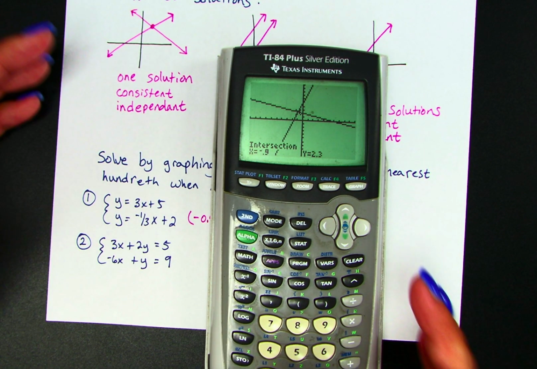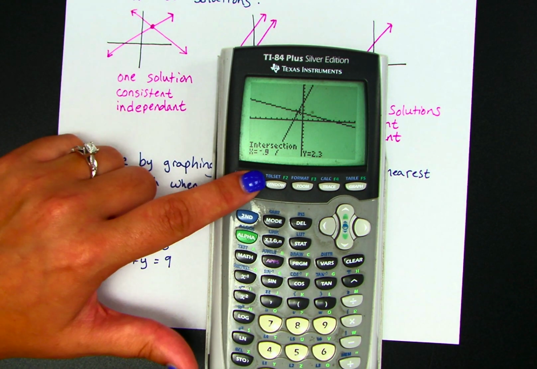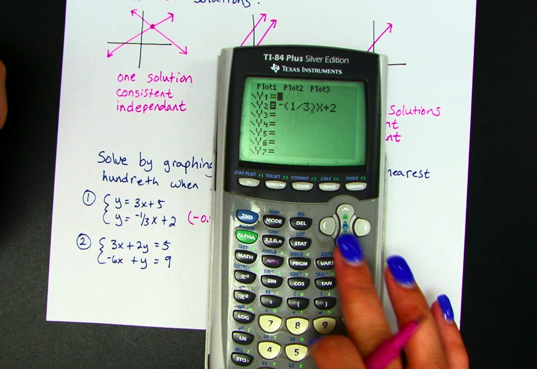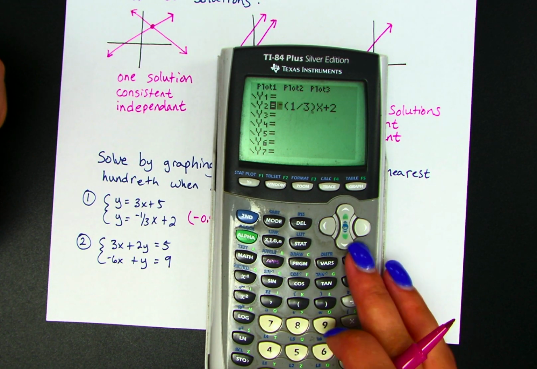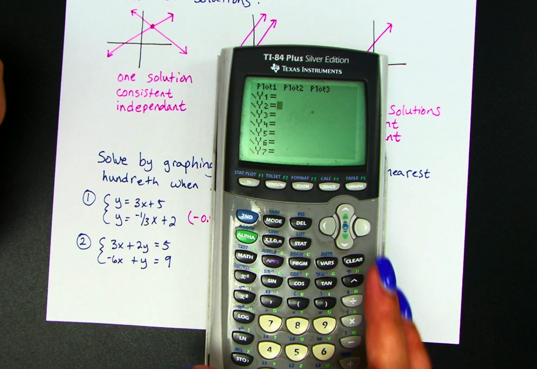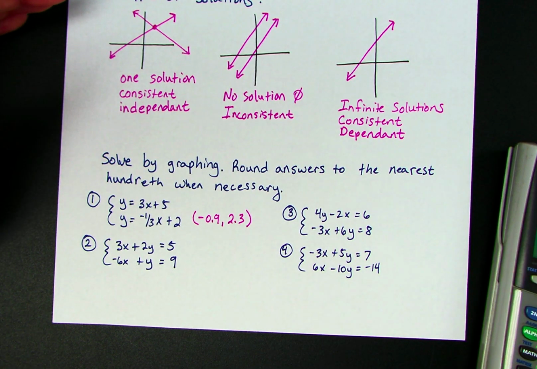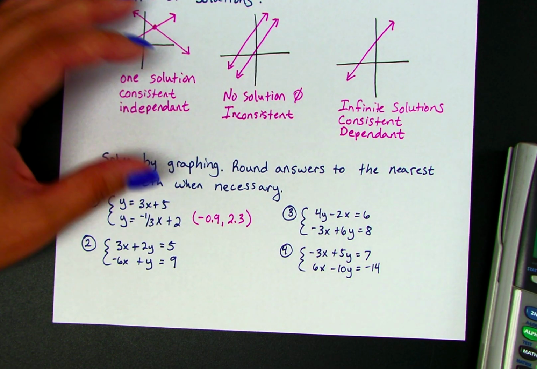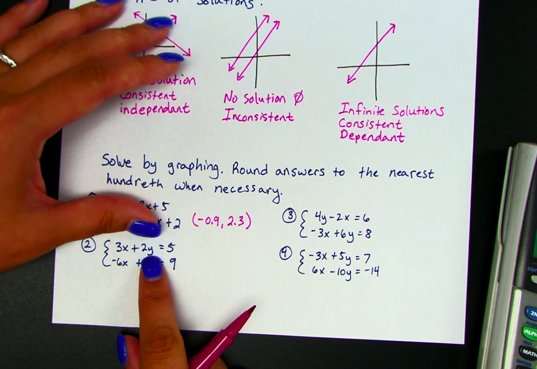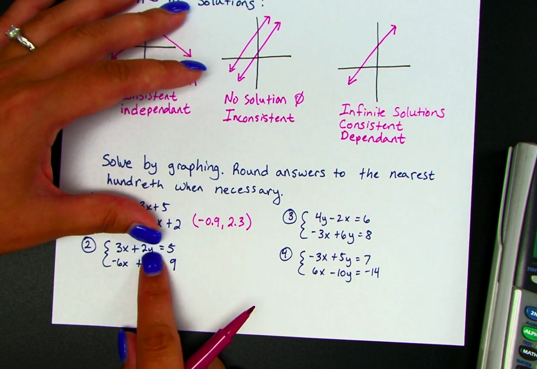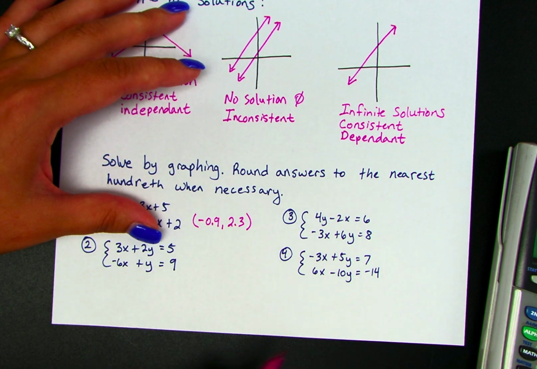And then at that point, if we're ready for our next one, we would just go back into the y equals. We're going to clear what's there, and you just use your arrows to move up and down. And then we're ready to start with our second equation. Now remember, these have to be in the form of y equals. So I have to solve both of these equations for y before I'm ready to type them in.